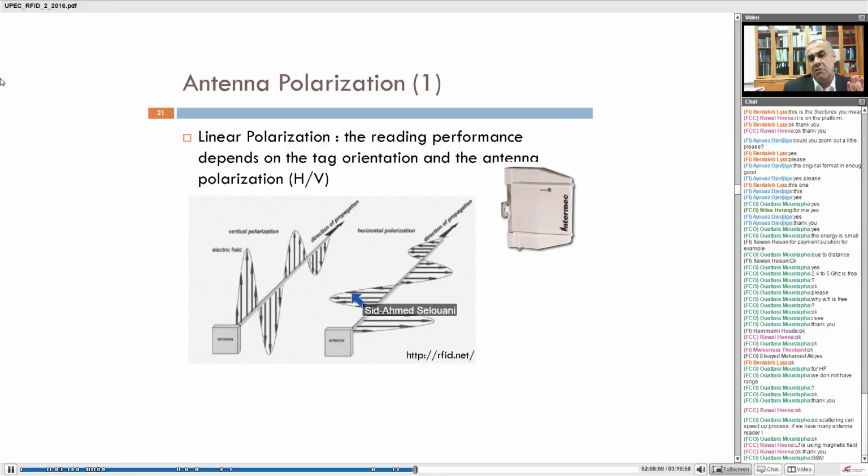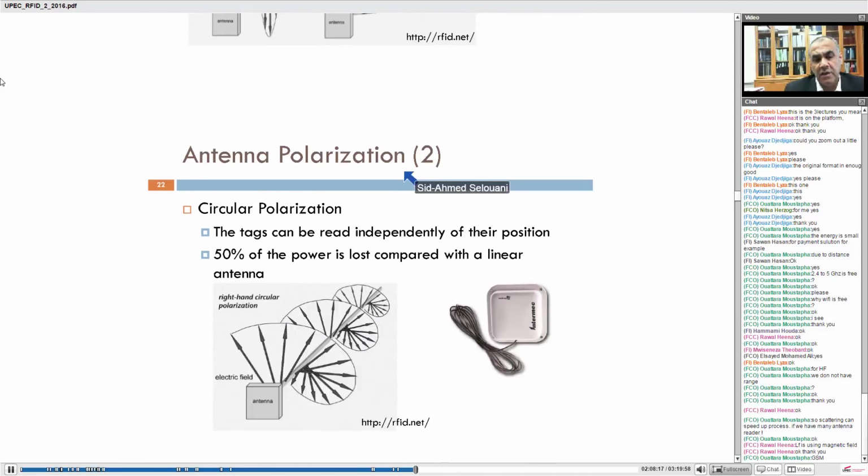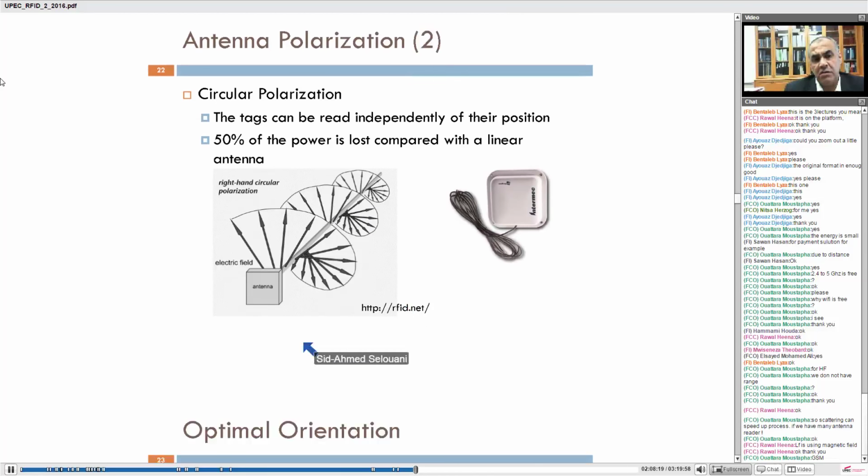It's not limited to RFID. The polarization of antennas is everywhere, when you are studying or buying an antenna. This is a parameter of the antenna, not specific to RFID. This is radio frequency communications.